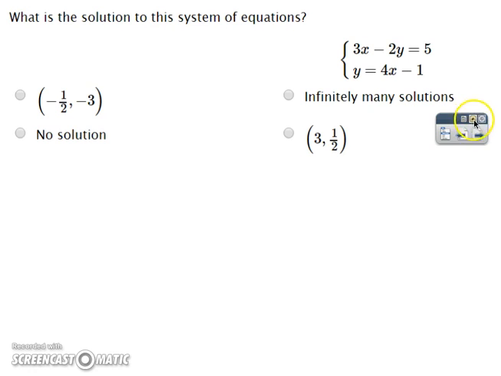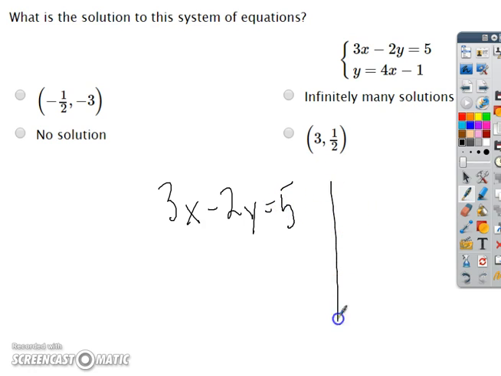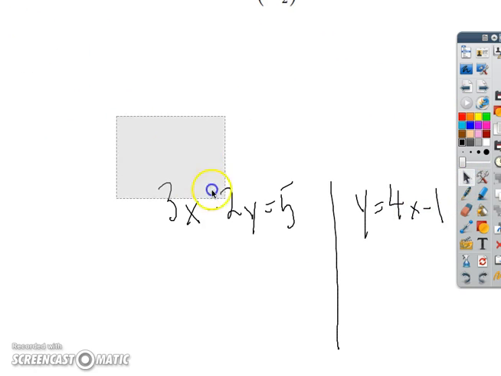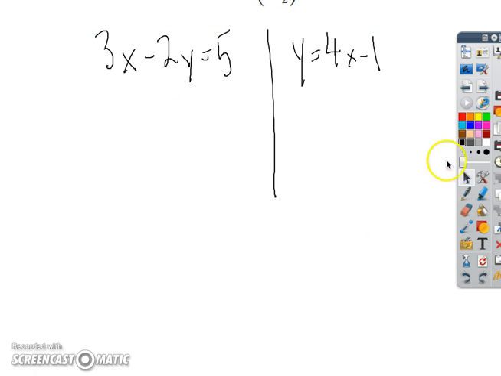And I'm going to make a little bit more room for myself because when I'm answering questions like this, I like to have tons and tons of room. So it's 3x minus 2y equals negative 5. Whoops, I tried to make it negative 5. That is the first equation. And then the second equation was y is 4x minus 1. Good to have tons and tons of room for a problem like that.